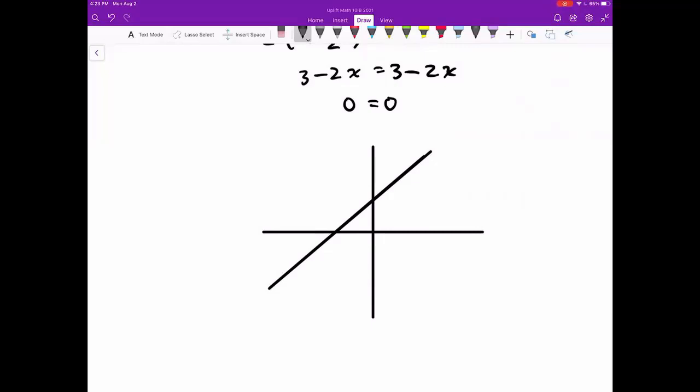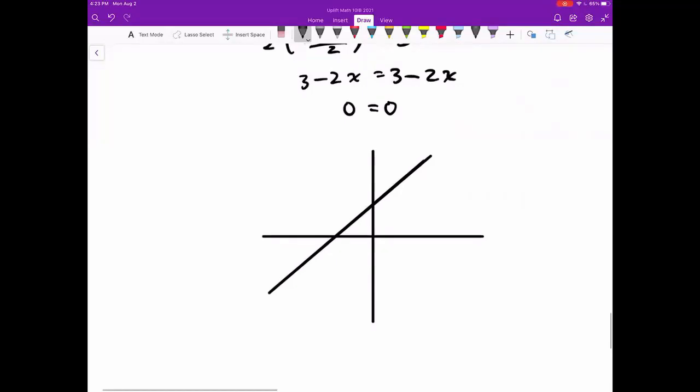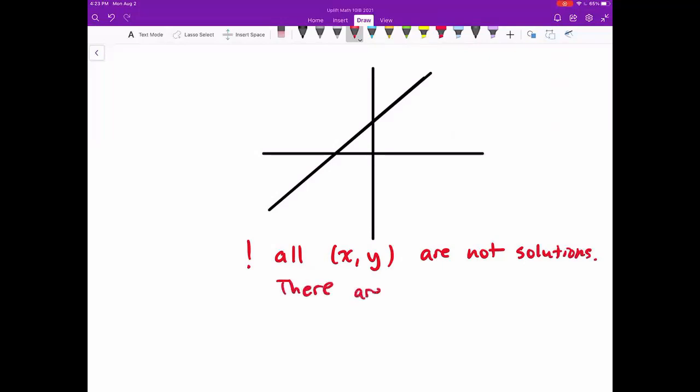Now, this does not mean that every number in the universe is a solution. Only x and y values on this line are a solution. So some things to note: all x, y are not solutions. There are only an infinite number of solutions. So for example, a point here would not be a solution, but any point along this line would be a solution.